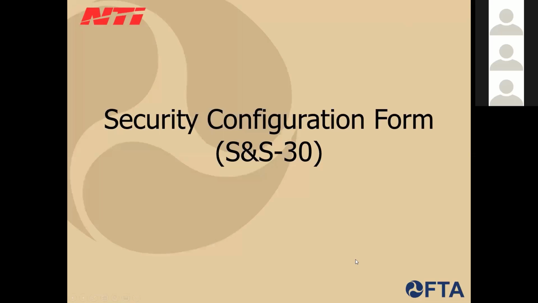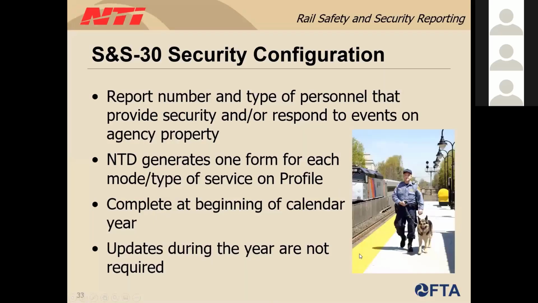So now let's talk about the security configuration forms. The SNS 30 security configuration forms collect the number and type of security personnel employed by or contracted by your agency. One form is generated for each mode and type of service you operate. The form is completed once at the beginning of the calendar year, and you are not required to update this form during the year.